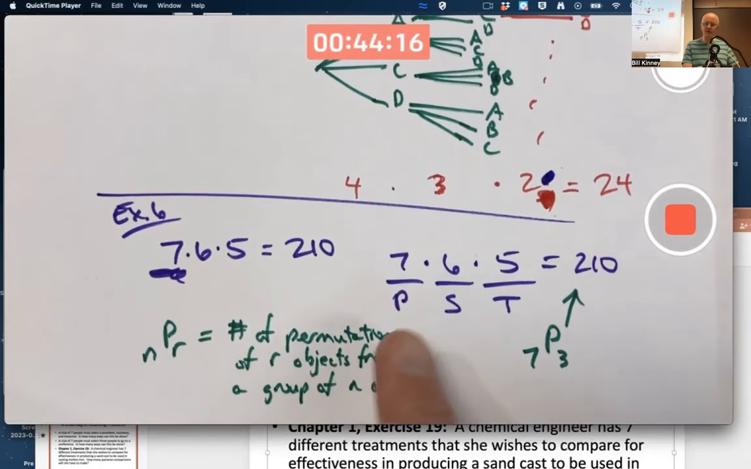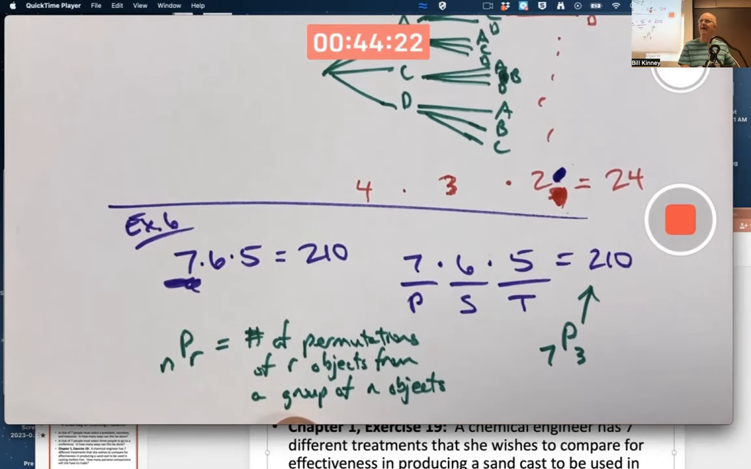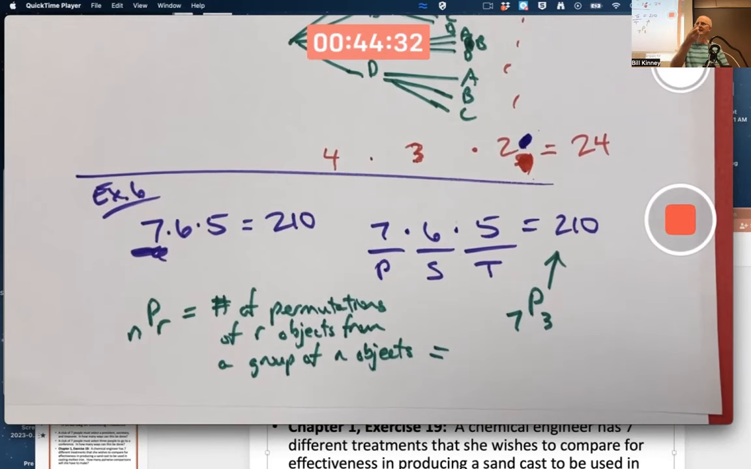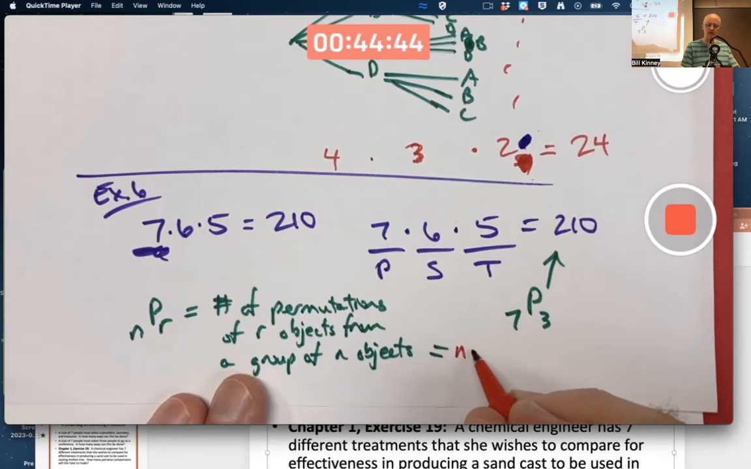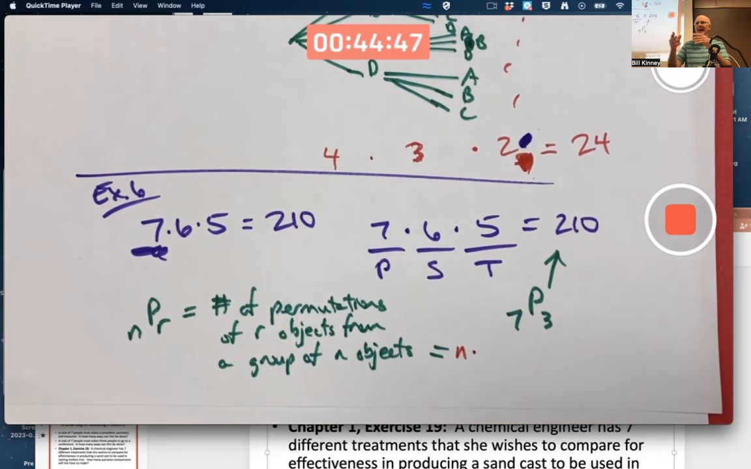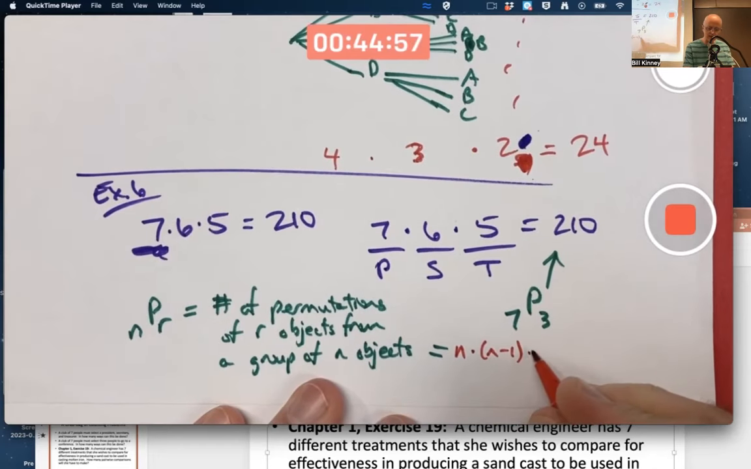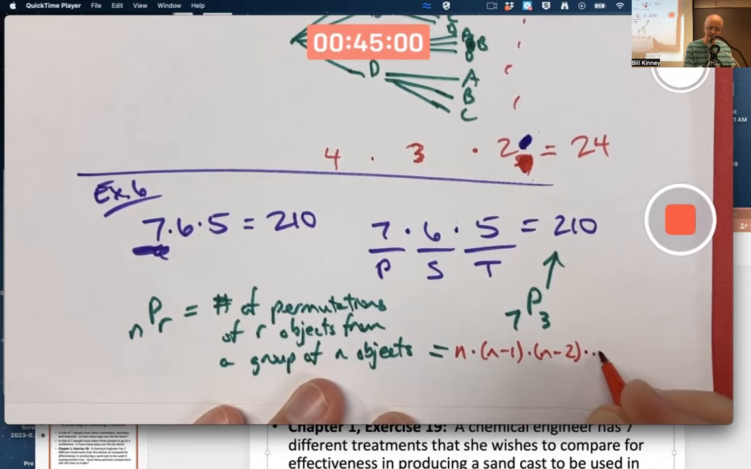We found 7P3 by doing 7 times 6 times 5. Can you find nPr in a similar way? Uh-huh. You've got n objects, and you are creating an ordering of r of them. Imagine with me r slots. I've got n objects I could put in the first slot. Once that object's there, I've got n minus one that I can put in the second slot. Once those first two objects are in those first two slots, I've got n minus two that I can put in the third slot, etc.